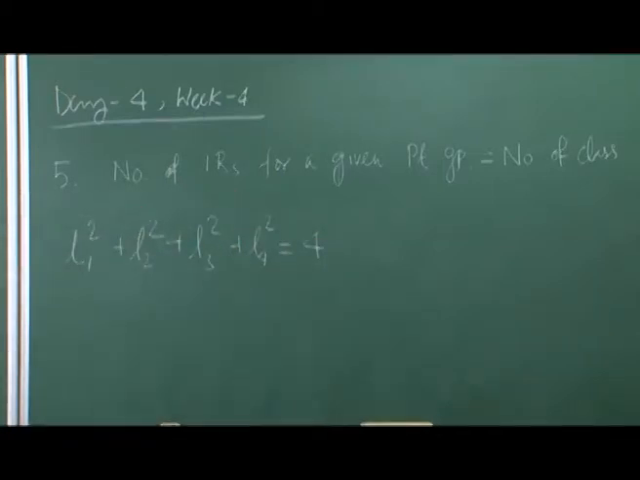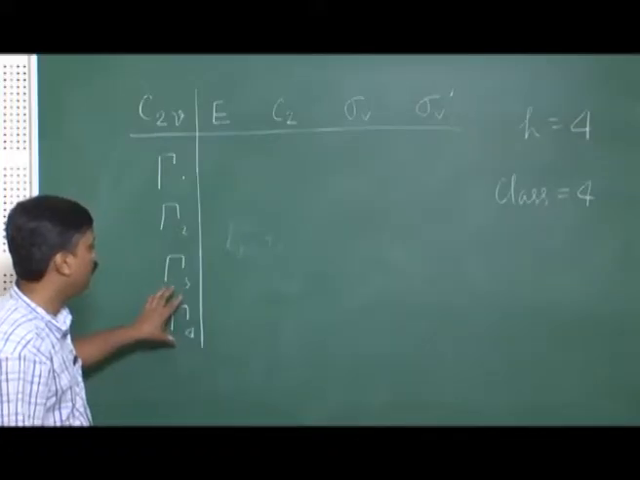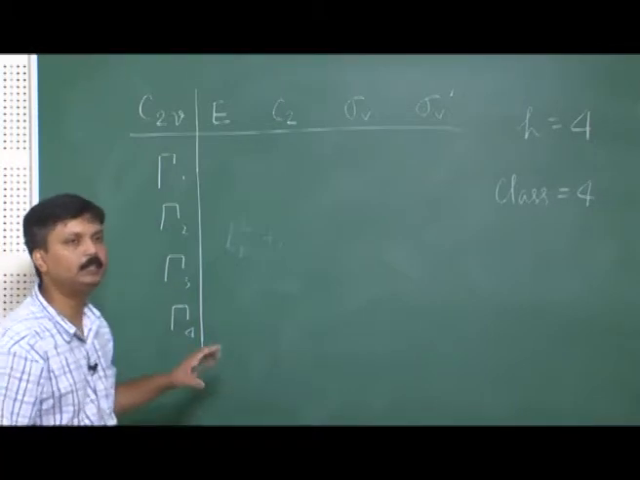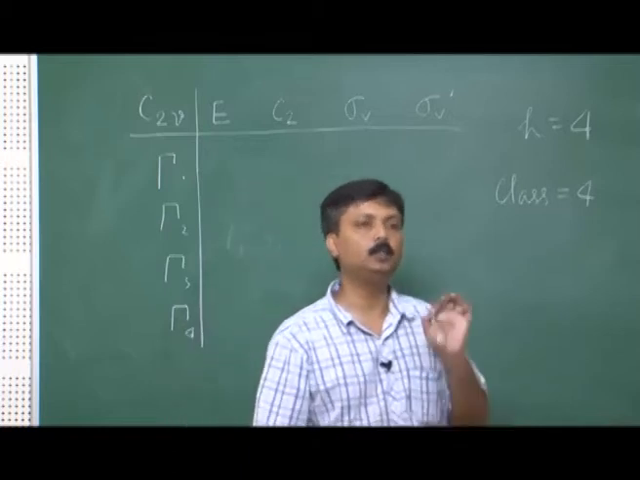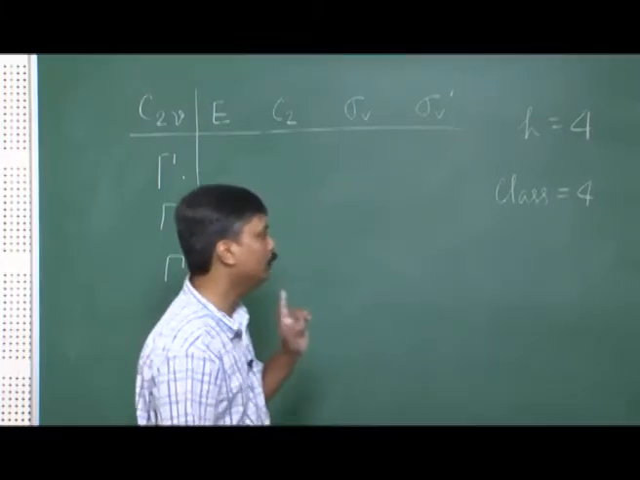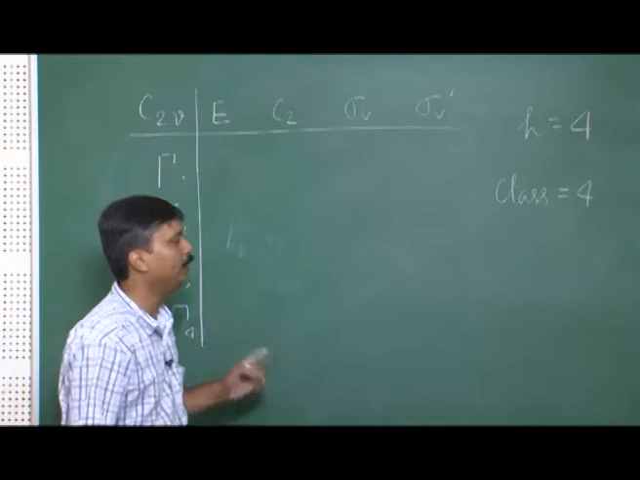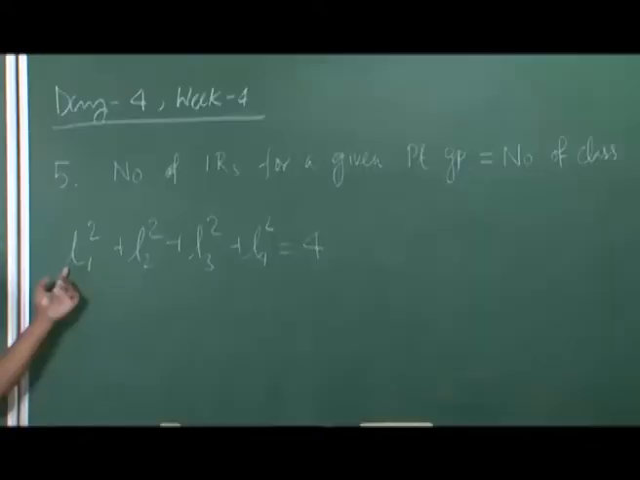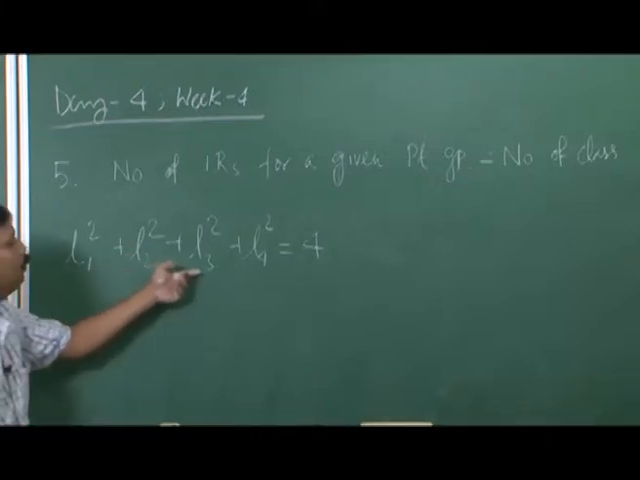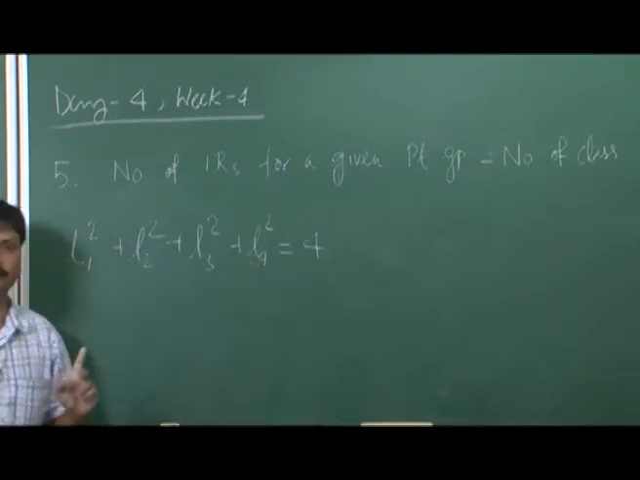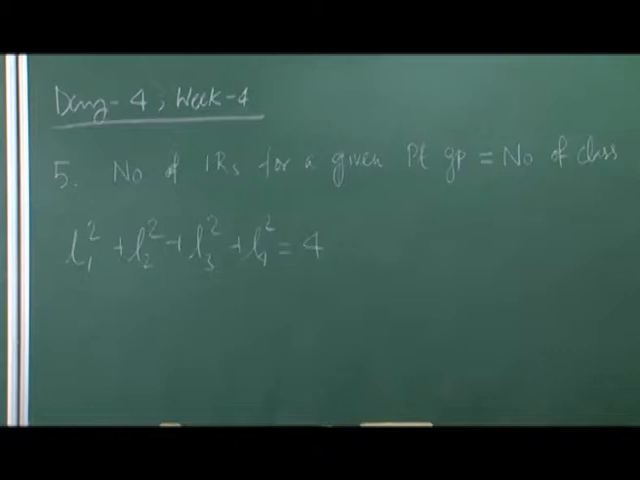Alright. Now, since I will have 4 irreducible representations, none of these representations can have dimension 0. The minimum dimension that is possible is 1. So if I keep that in mind, then there is only one way I can solve this, that is all of L1, L2, L3 and L4 are 1. Therefore, it means that their dimensions are all unity.